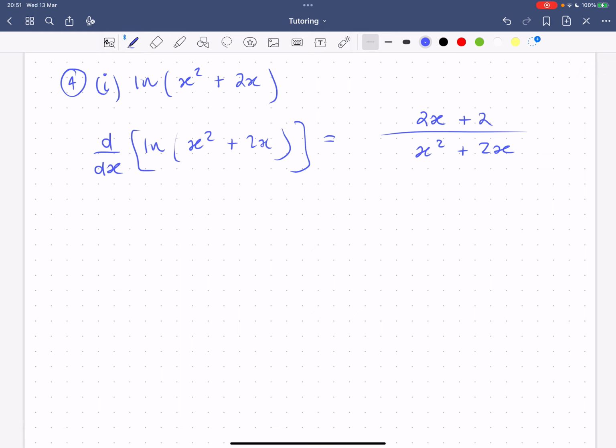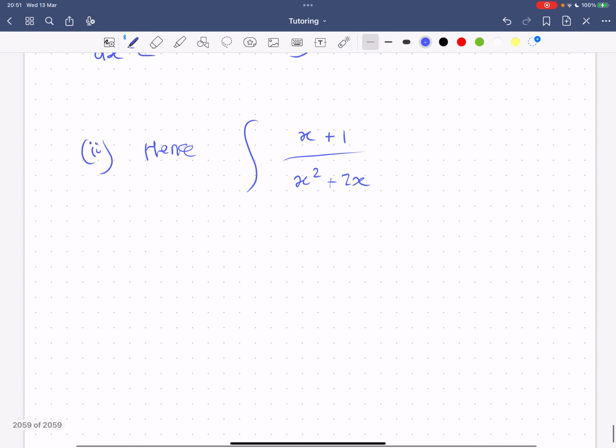Now, they might say that in Extension 1, they're going to say, find that differentiation. And then they might go, hence, determine the integral of (x plus 1) on (x squared plus 2x). Now, the problem with this question is when we integrate functions like this, we're trying to figure out what do I have on the bottom and what happens when I differentiate it. If I differentiate x squared plus 2x, that gets me 2x plus 2.